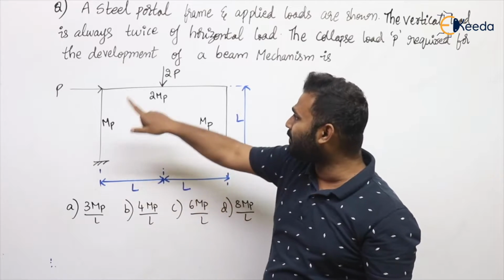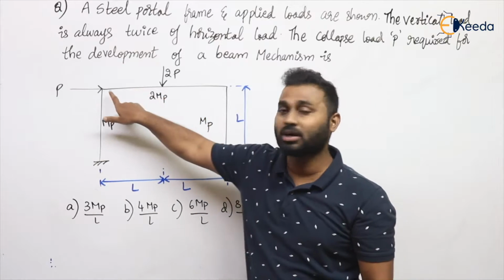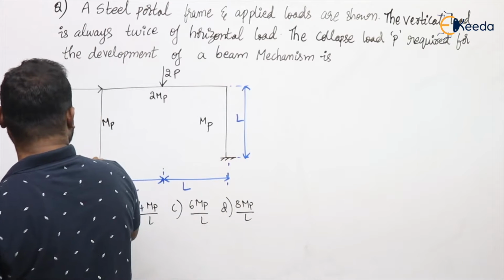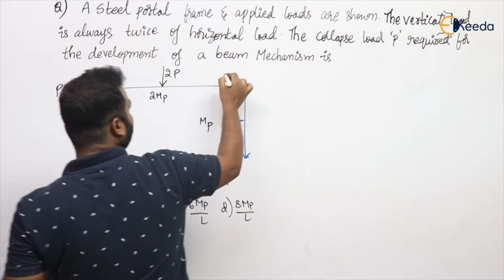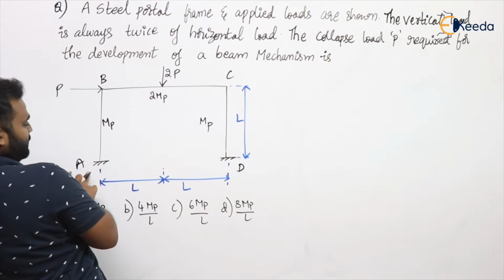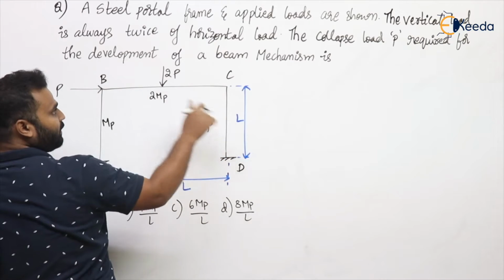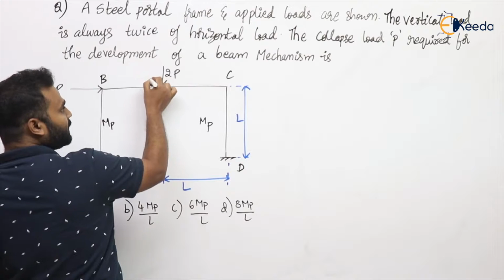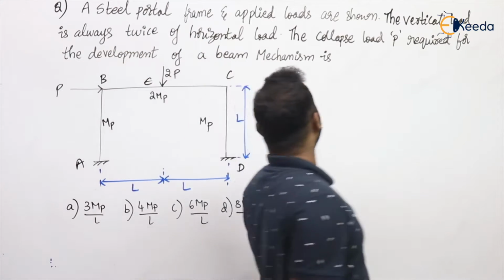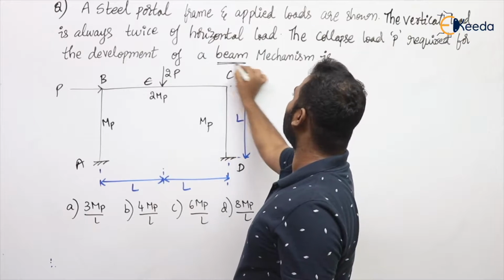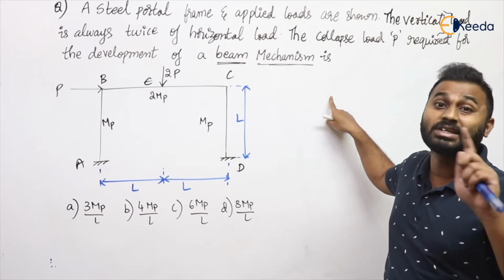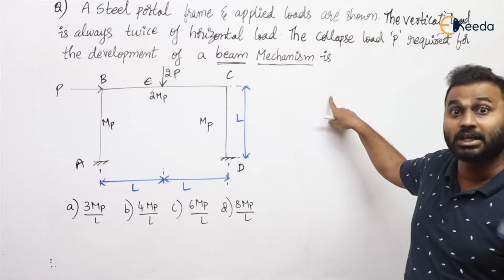First, let us label the given frame and the points of action of load with some alphabets, so that it will be easy for us to refer in our solution. So this is A, B, C, D. This is the frame, and here where the vertical load is acting, let us take it as E. He is asking us to find the collapse load only in beam mechanism. It's a very simple question. This was a GATE question in 2003, for 2 marks.